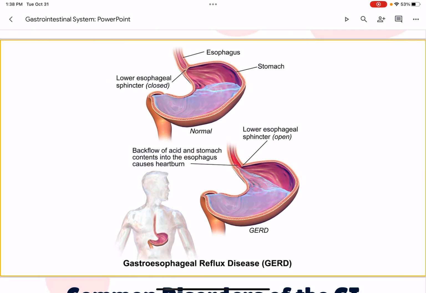GERD is the more serious form of acid reflux. With GERD, the backflow of stomach acid occurs chronically and causes damage to the body over time. GERD is known as gastroesophageal reflux disease.